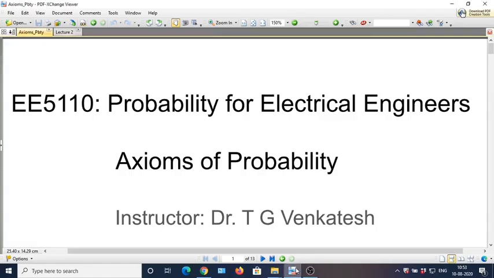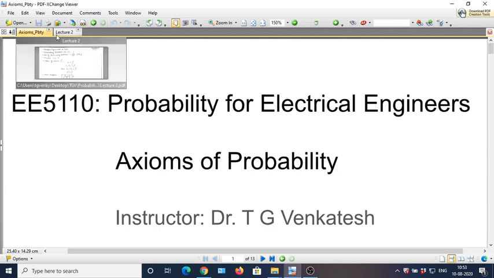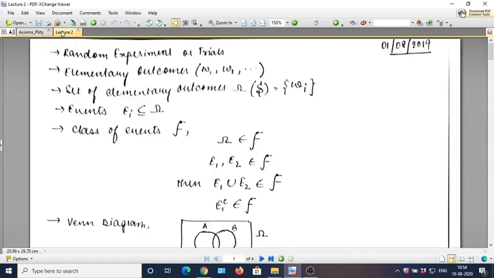Welcome back. In this lecture, as a part of EE 5110, we will look at the axiomatic theory of probability. I will be using the lecture notes that were prepared during last year's run of the course EE 5110, along with some extra slides. First, we will look at the lecture notes.